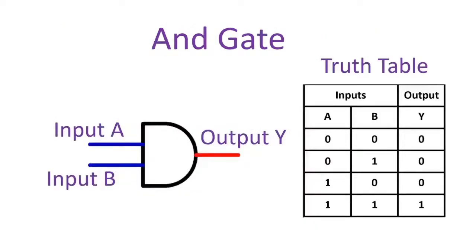And the AND gate behaves according to a truth table. The output of the AND gate is 1 if both inputs A and B are 1. Otherwise, it's 0. If we look here at the truth table, input A is 0, input B is 0, output is 0. Input A is 0, input B is 1, output 0. Input A is 1, input B is 0, output 0. Input A is 1, input B is 1, output is 1.